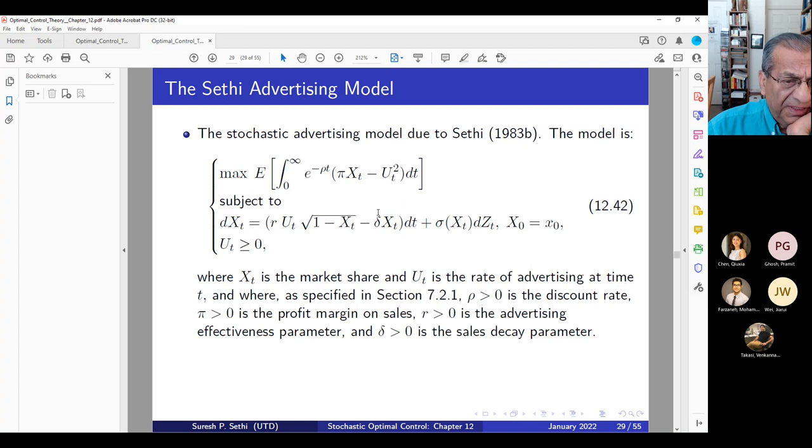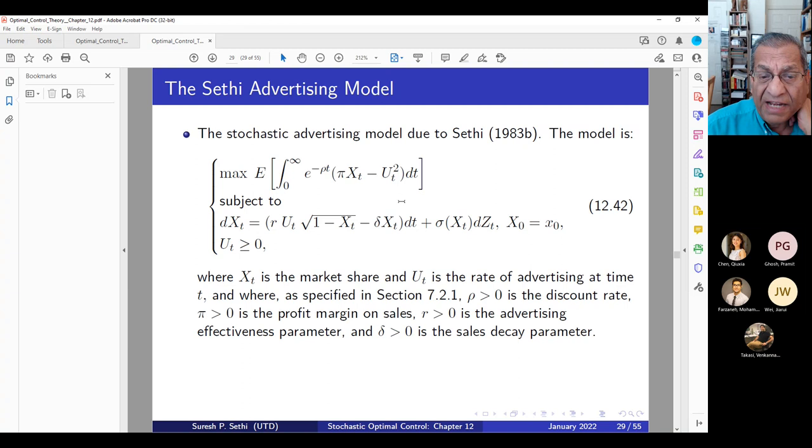In chapter 7, we saw the Vidale-Wolf advertising model. If you want to compare the Vidale-Wolf advertising model to what I'm doing here, you're going to remove this term. That's the first part. The second thing you're going to do is remove the square root. So that becomes the Vidale-Wolf advertising model. And the third thing is to remove this U squared. You just make it U. So that is exactly the Vidale-Wolf model in chapter 7 when I do all of these three things.